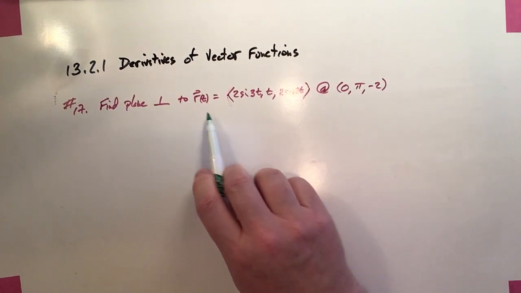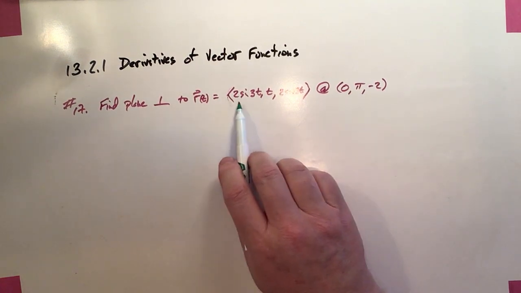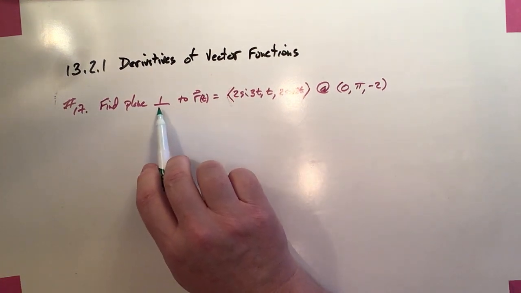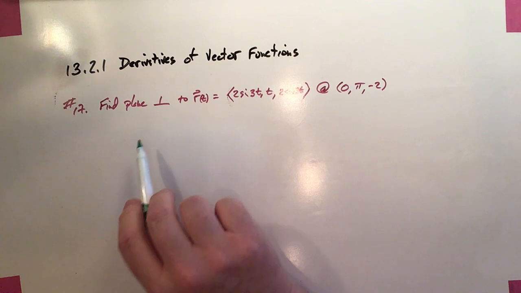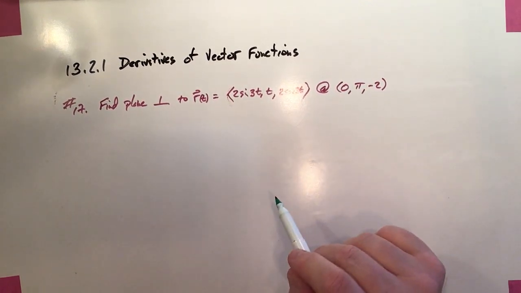Well, in order to do this, of course, we're going to find the derivative of the vector function. That's going to be a vector that points in the direction of this curve, and of course that's going to make it perpendicular to the plane. And of course the normal is always perpendicular to the plane. So we'll have the normal and we'll have a point in the plane, and that's sufficient.